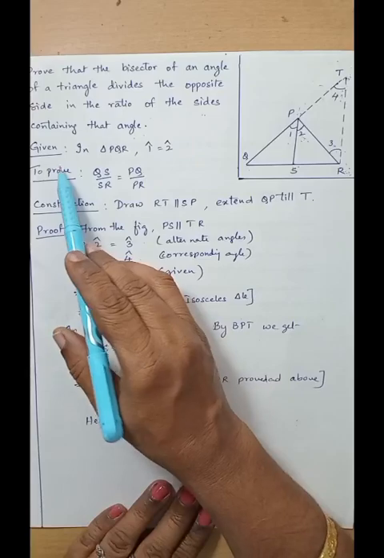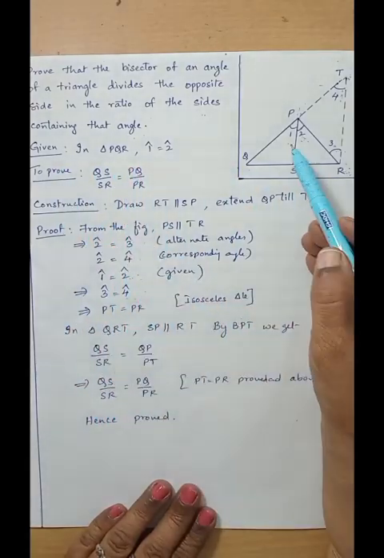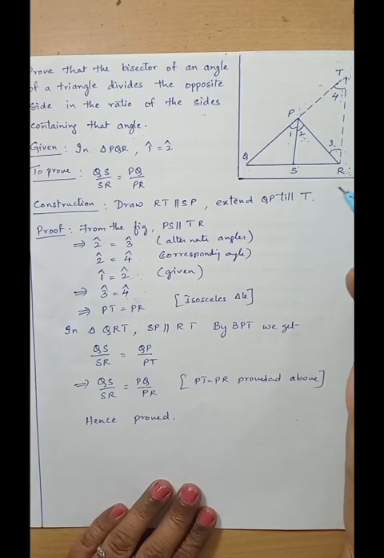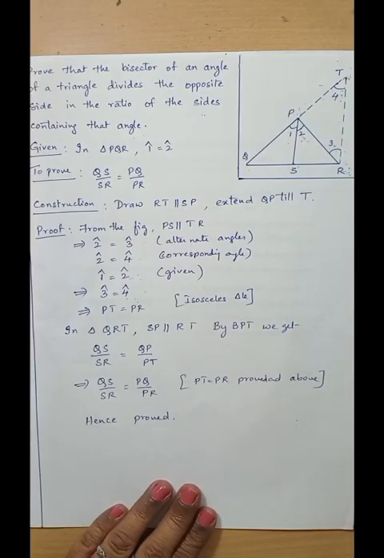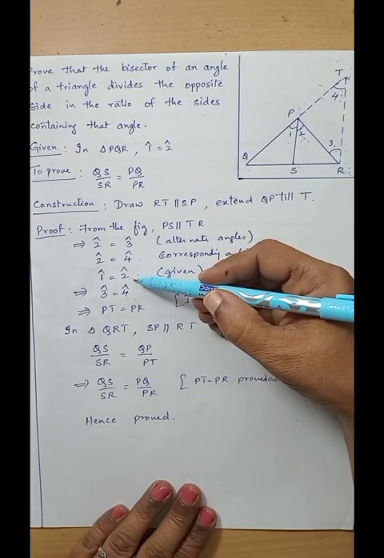Let me repeat. What is given is in triangle PQR, angle 1 is equal to angle 2. And we need to prove QS by SR is equal to PQ by PR. Let us draw RT parallel to SP and extend QP till T. From the given figure, we have PS is parallel to RT. Hence, angle 2 is equal to angle 3. They are alternate angles. Angle 2 is equal to angle 4. They are corresponding angles. And they have given angle 1 is equal to angle 2.